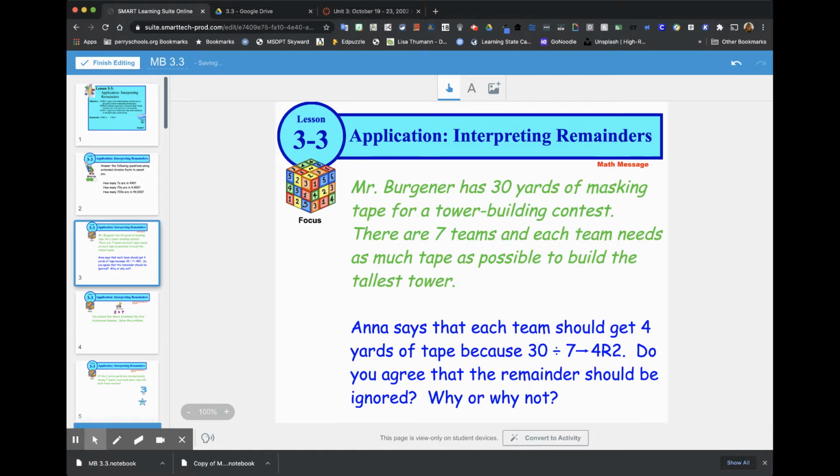Mr. Bergener has 30 yards of masking tape for a tower building contest. There are 7 teams, and each team needs as much tape as possible to build the tallest tower. They need as much as he can give them. He's obviously going to give each team the same amount. It wouldn't be fair if he gave team A 15 yards and the other teams divided up the last 15. Anna says that each team should get 4 yards of tape because 30 divided by 7 is 4, remainder 2. Do you agree that the remainder should be ignored? Why or why not? Think about it.